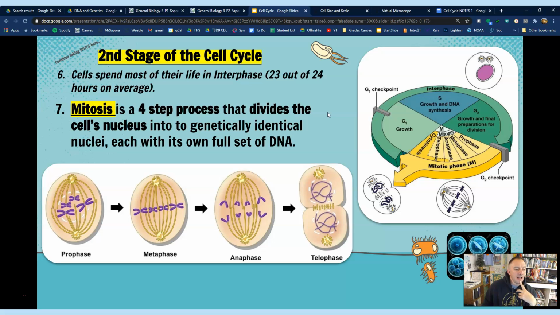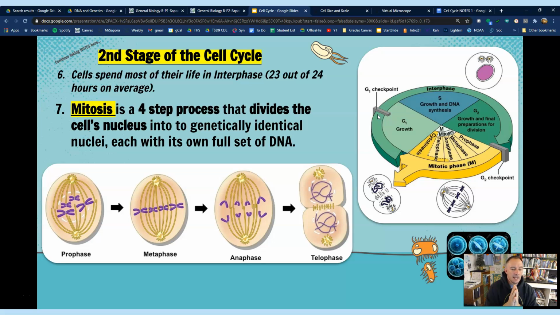Cells spend most of their life in this interphase area, right? This G1 synthesis and then getting larger, getting ready. This whole interphase part of the cell cycle is 23 out of 24 hours of the day. You want to think about it that way.